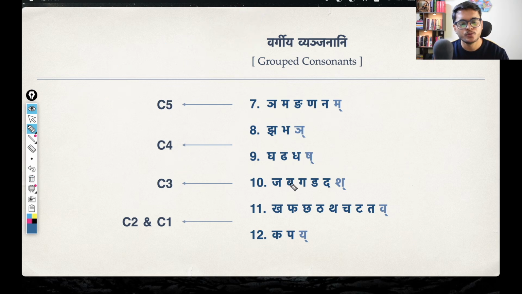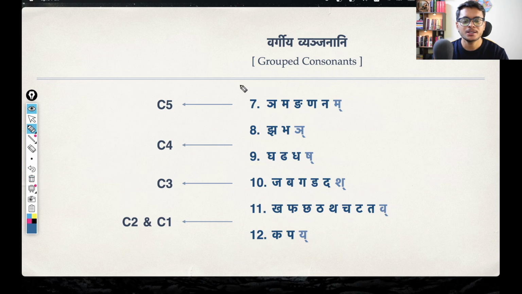Okay, and then if you move on, in the 10th Sutra, you have all the C3. Ja, ba, ga, da, da. So all the five letters, each of them is the third letter of their respective group. So these are the C3. Okay. And then lastly in the 11th and 12th you cover the C2 and the C1. So if you can see here, kha, pha, cha, tha, tha. So all these five are the C2, right? And then lastly you have cha, ta, ta, kappa. These are the first consonants of each varga.